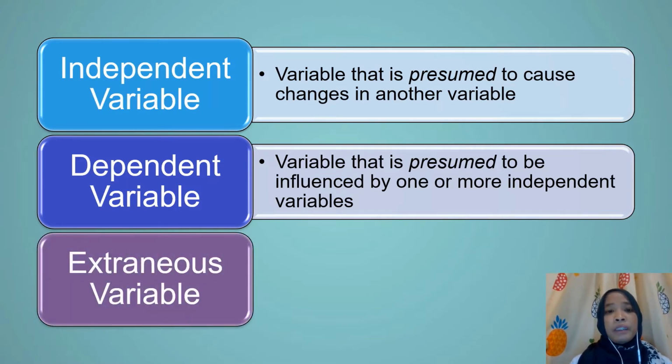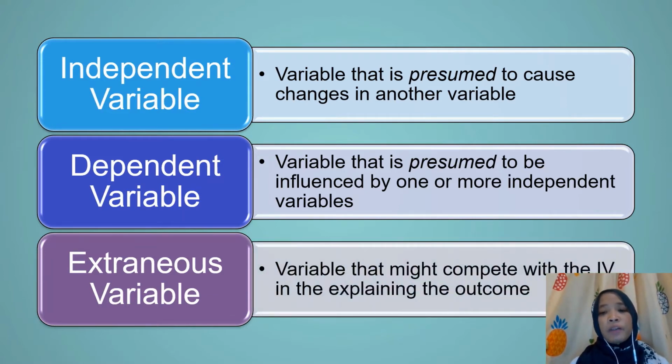The other variable is the extraneous variable. An extraneous variable is a variable that might compete with the independent variable in explaining the outcome. So this might also explain the changes in the dependent variable besides the independent variable itself. In experimental research, we will attempt to control this extraneous variable as much as we can. In survey research, we will have a lack of ability to control many extraneous variables.